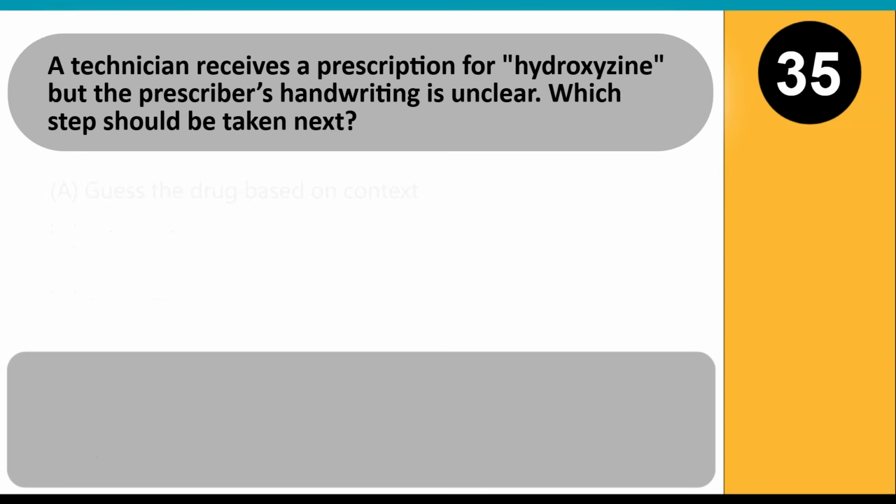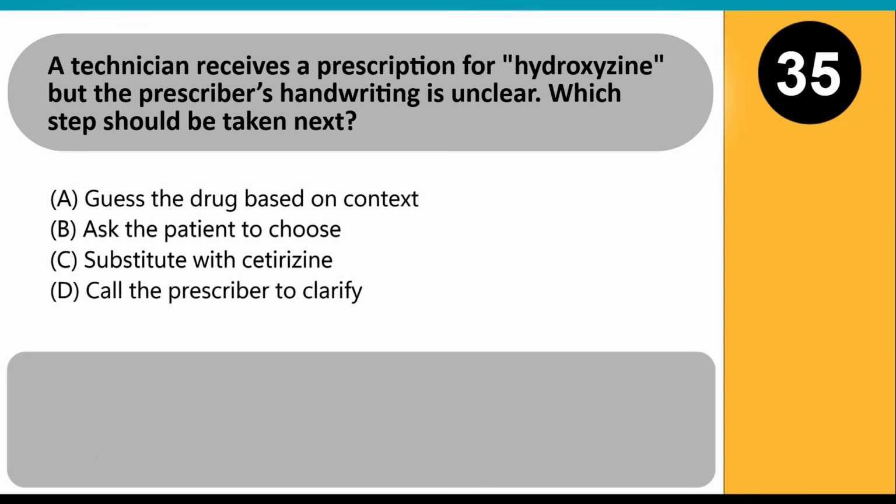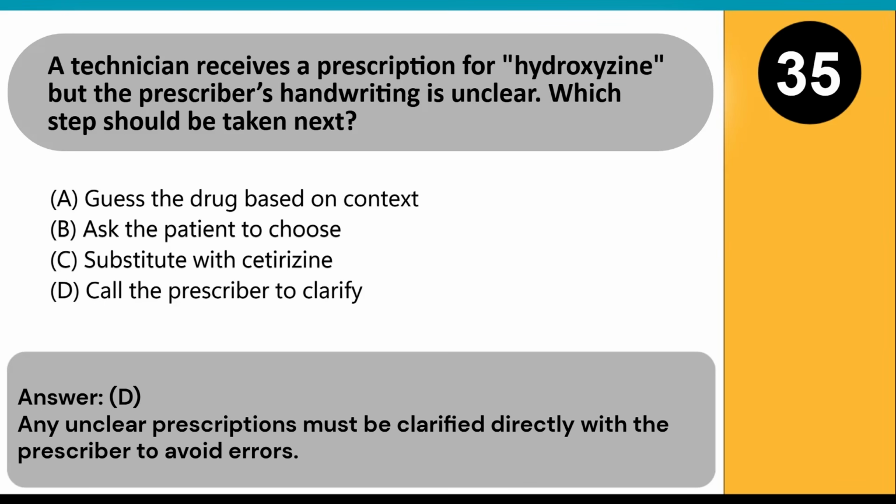A technician receives a prescription for hydroxyzine but the prescriber's handwriting is unclear. Which step should be taken next? A. Guess the drug based on context. B. Ask the patient to choose. C. Substitute with cetirizine. D. Call the prescriber to clarify. Answer D. Any unclear prescriptions must be clarified directly with the prescriber to avoid errors.